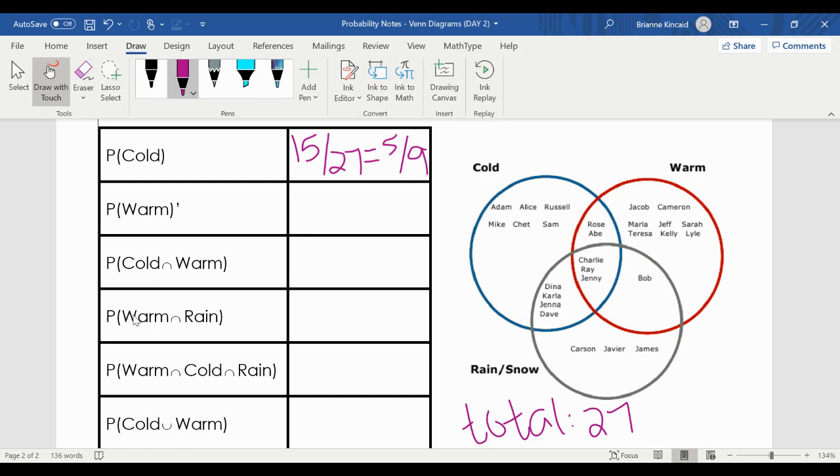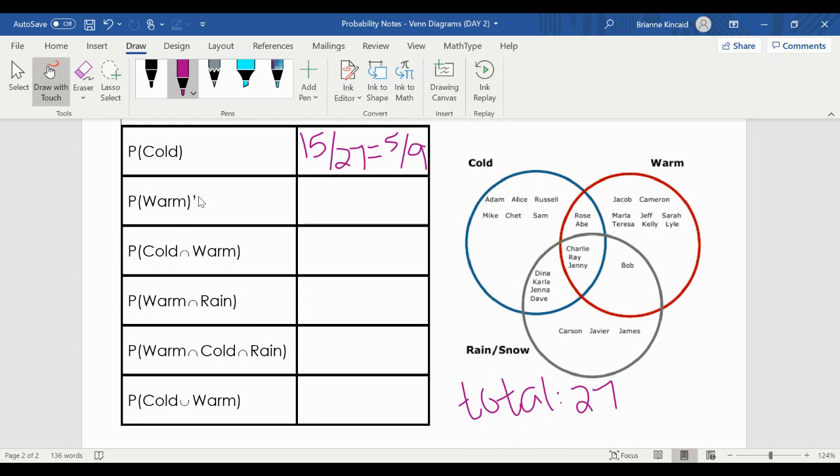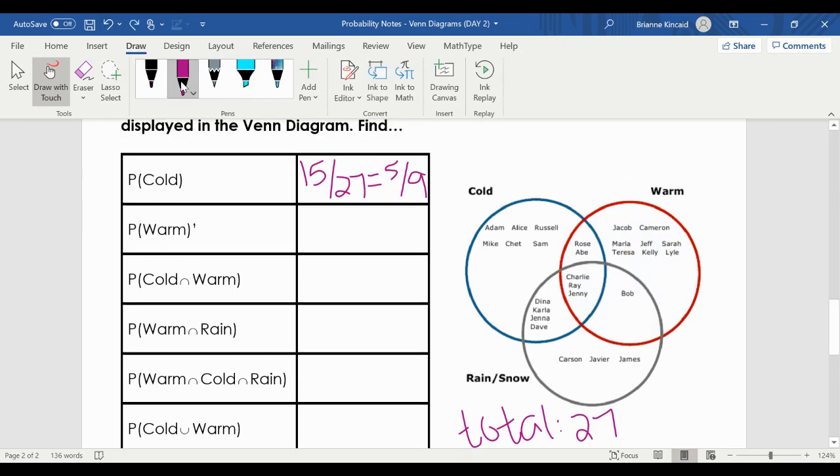In the second one, the probability of warm apostrophe, remember this apostrophe means it's the complement. So now if I circle or highlight the circle of warm, I want everything that's outside of that highlighted region, because remember, complement means outside of, so any name that is not highlighted. If we count those names, we have 13 out of 27. So 13 out of 27 students did not choose warm for any of their options.